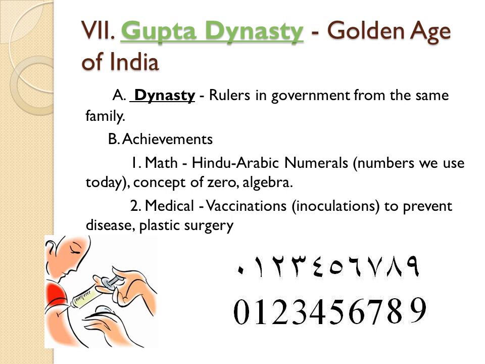And the Gupta Dynasty is really known for their achievements for India. So the first kind of achievements were in math. They developed the Hindu-Arabic numerals, the numerals we use today. They developed the concept of what zero means. And they developed algebra, so like x squared plus y equals 7.